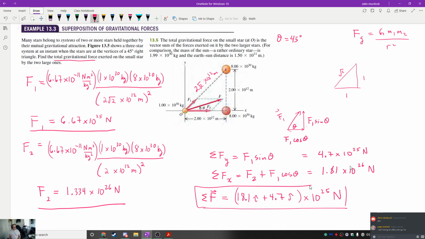Of course, we can find the magnitude by squaring and adding, and we can find the angle theta if we really want to, but I'll leave that to you all to do. Do you get it, Paige? Great. Okay, I'm going to stop the stream now.